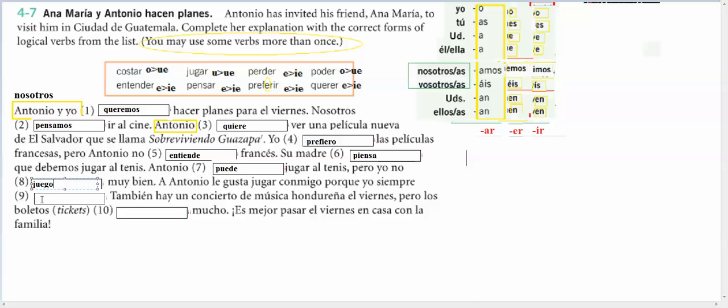If I don't play well, I'm probably always going to lose. Again, who's losing? I am. That's how I is outside the green box. So I'm going to make the spelling change. So that E is going to become an IE. And for I, perder is an ER verb. For I, I'm going to add an O. También hay un concierto de música hondureña el viernes, pero los boletos blank mucho.